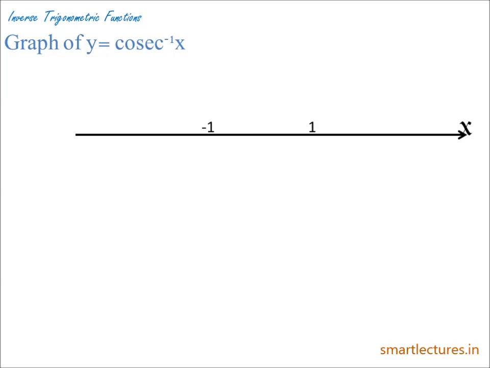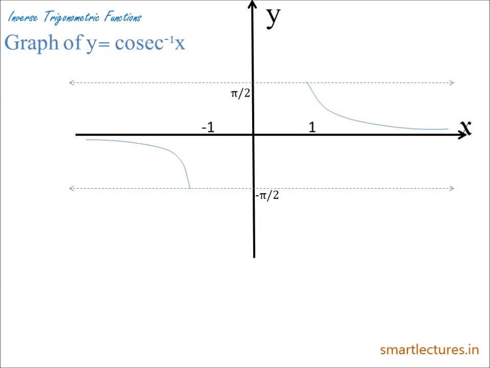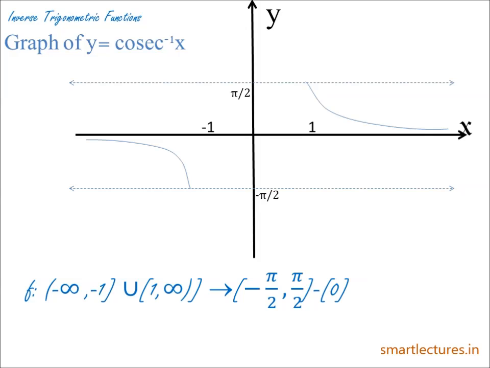And because it is invertible, we can also find its inverse. So now let's draw the graph of the inverse of cosecant theta. The graph of the inverse of cosecant theta can be obtained by interchanging the x and y axis. The domain of the cosecant inverse function is minus infinity to minus 1 and from 1 to infinity. And its range is from minus half pi to half pi except at 0.